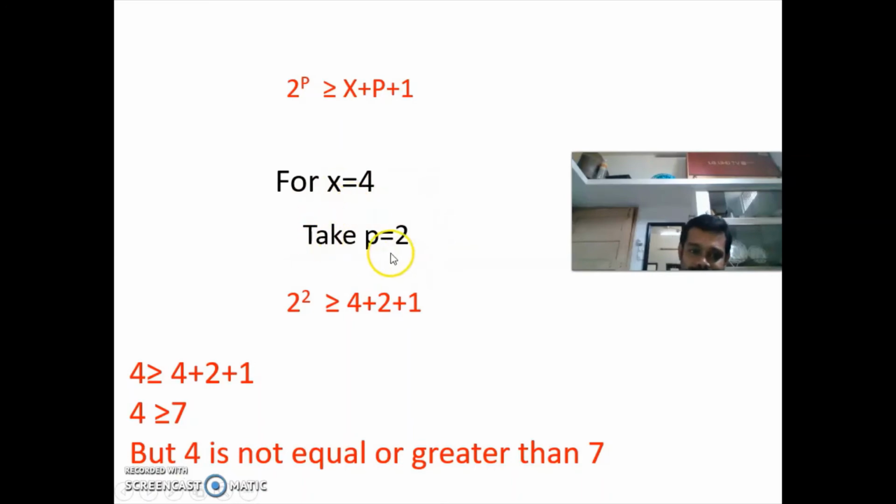So first we are checking the parity p is 2. So 2 to the power 2 is greater than or equal to 4 plus 2 plus 1. 2 to the power 2 is 4 and 4 plus 2 plus 1 is 7. 4 is not greater than or equal to 7. So this condition is not valid, so we can't take two parity bits.